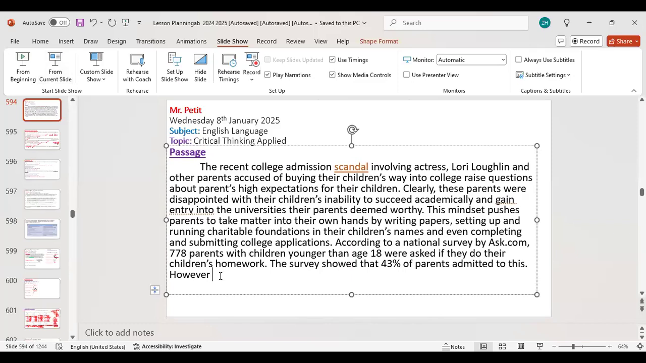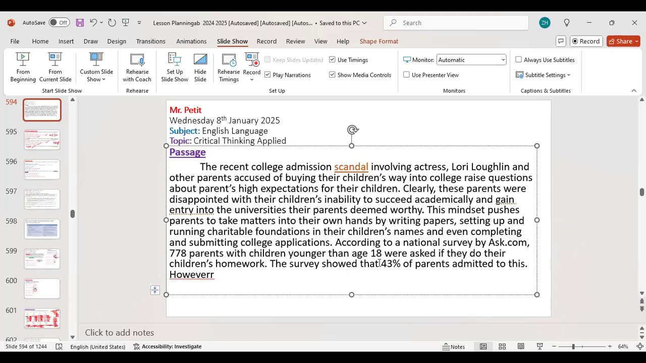However, this mindset pushes parents to take matters into their own hands by writing papers, setting up and running charitable foundations in their children's names, and even completing and submitting college applications. According to a national survey by Axe.com, what is this author doing right here? Providing supporting details, right? 778 parents with children younger than 18 were asked if they do their children's homework.